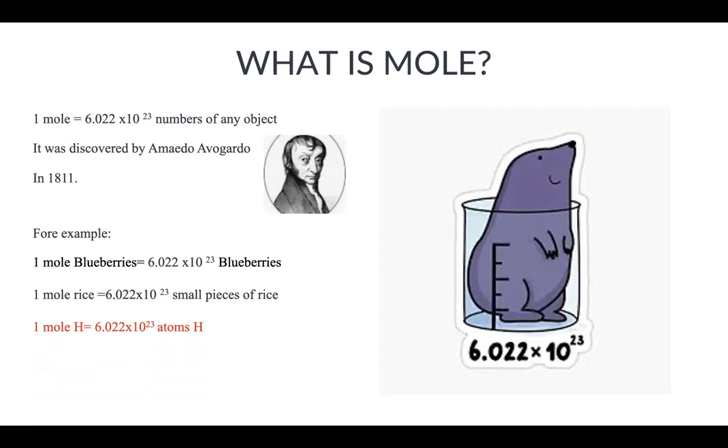If I want to tell you what it means for 1 mole of hydrogen, we can say we are talking about the tip of a nail. This is 1 mole of hydrogen. So we have 6.022 × 10^23 atoms of hydrogen in a tip of a nail. That's the size we are talking about for the hydrogen here.